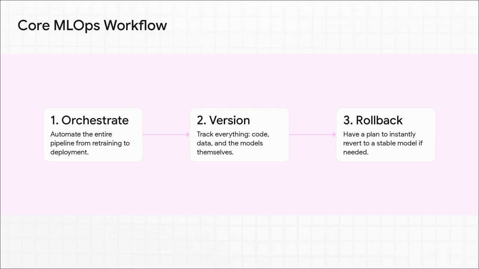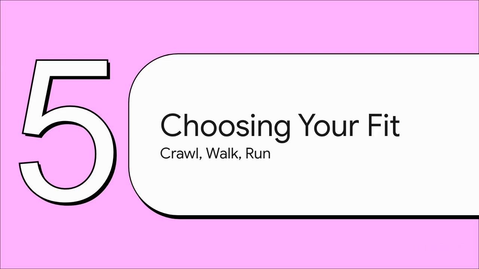And third, and this one is so important, you must plan your rollback strategy. Because someday, a new model you deploy is going to perform badly. It just will. And when it does, you need an automated, immediate way to just flip a switch and go back to the last good version. It's your safety net. So after all that, which path do you actually take?